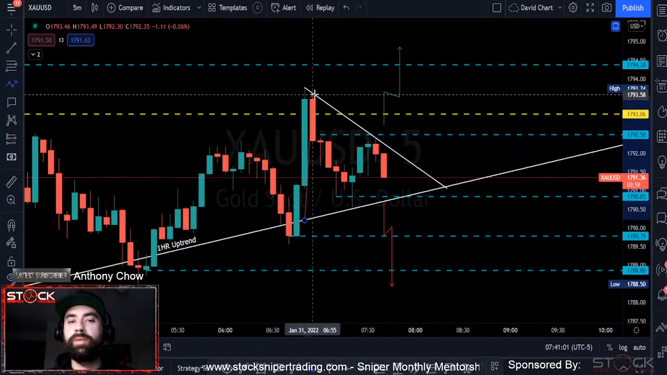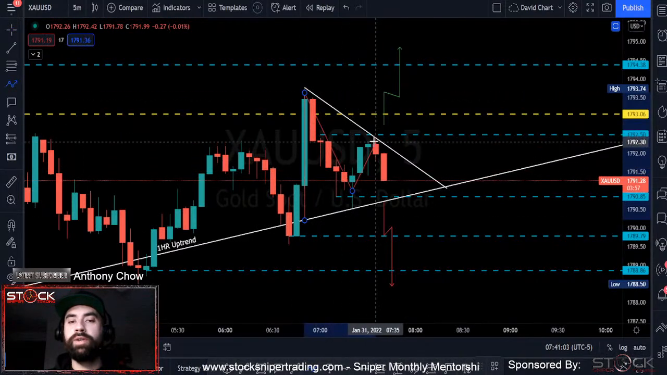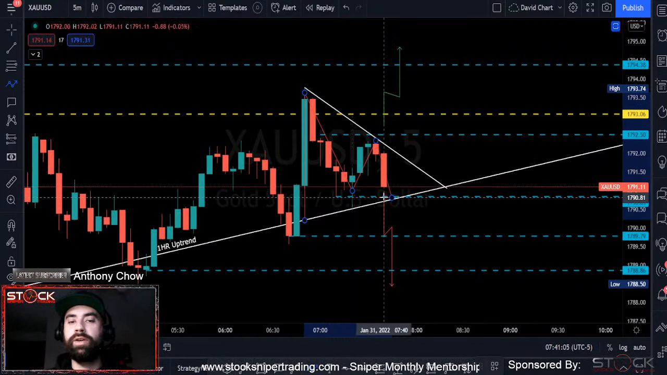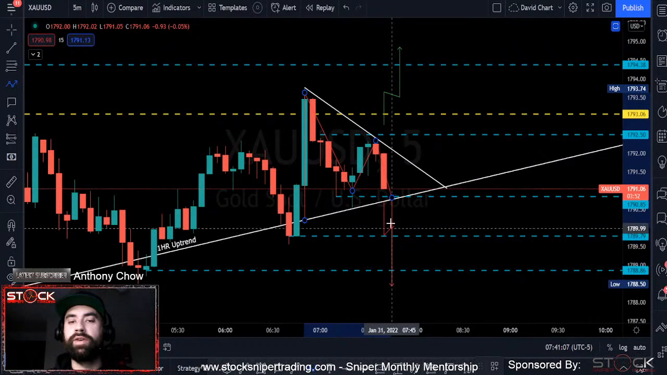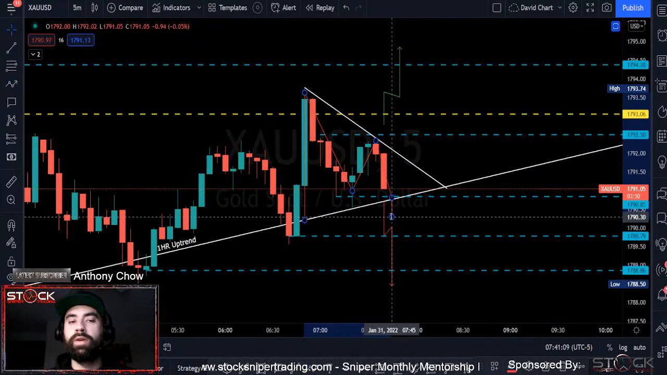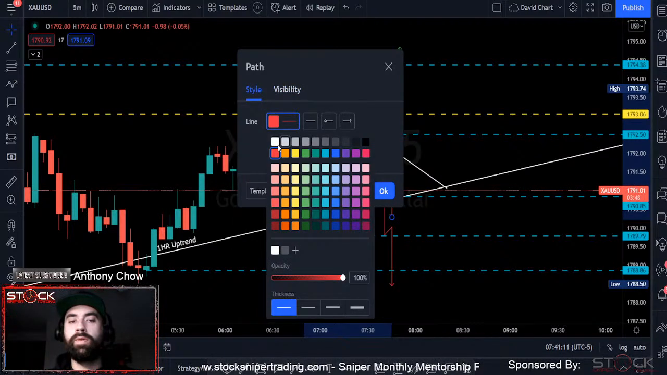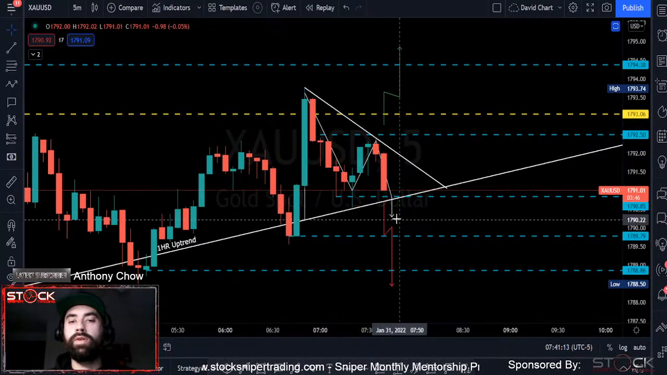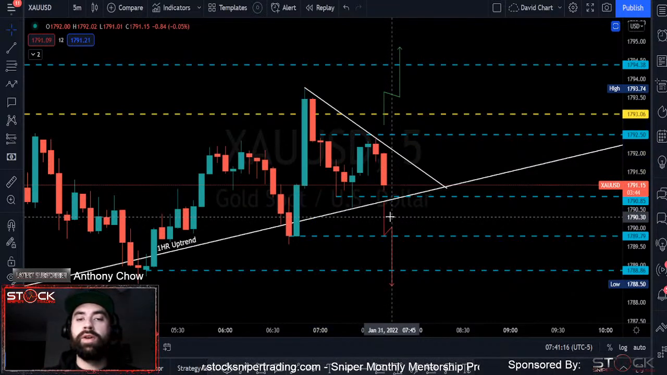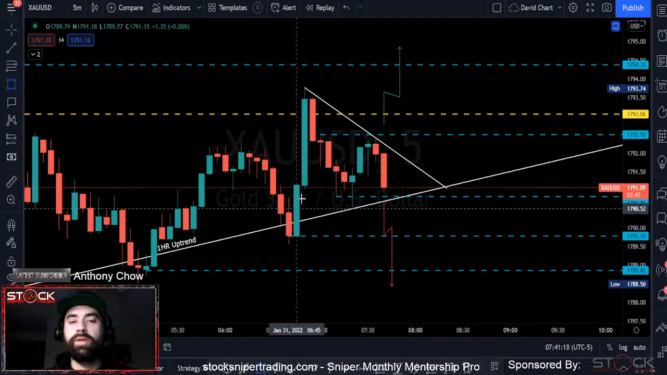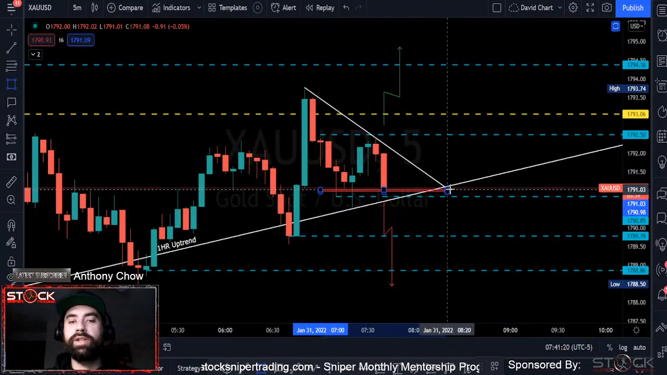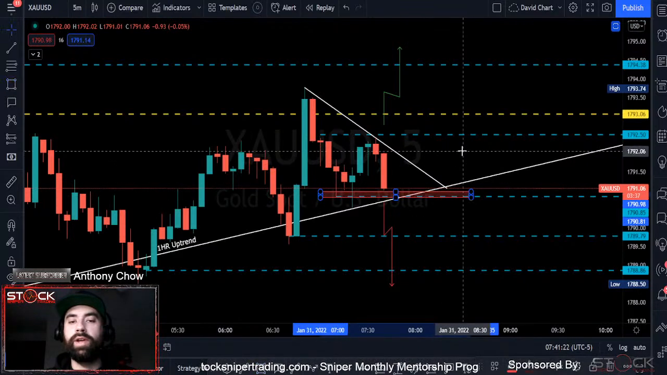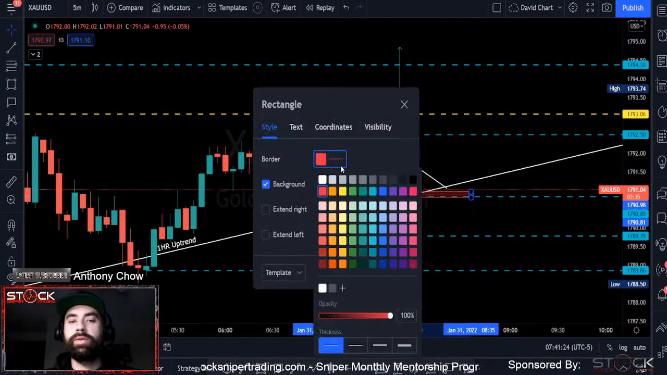So you can see it pushes up, neckline here, rejection, come back to the neckline here, we start to break, and then it sells off. You can see we're approaching this right now. Here's a key area right here. Remember we talked about this being the neckline. This is also the support. So we're going to make this a neutral area.